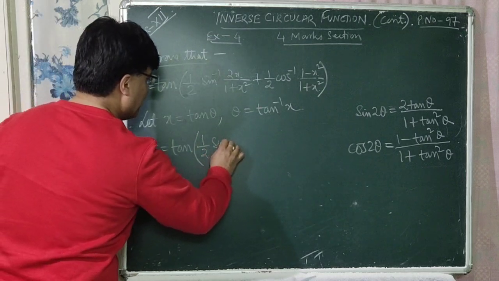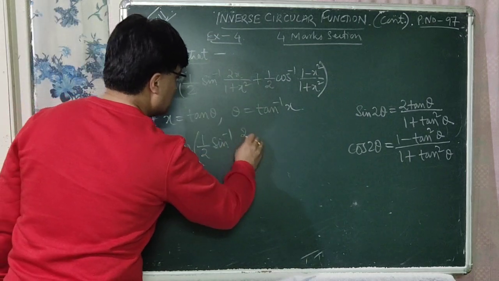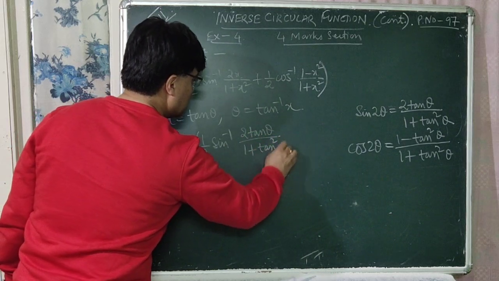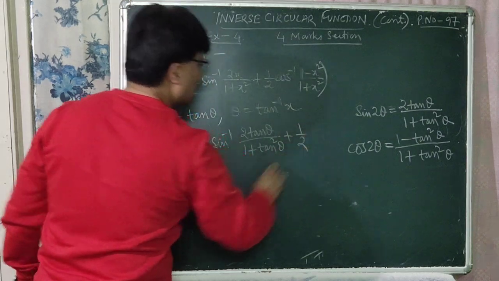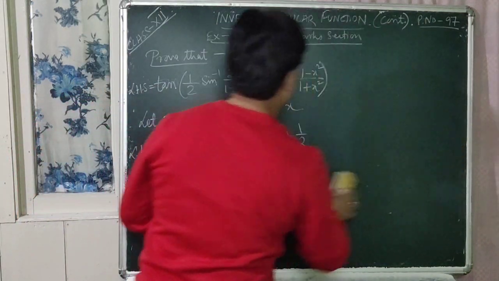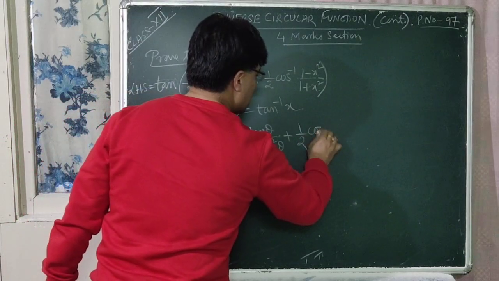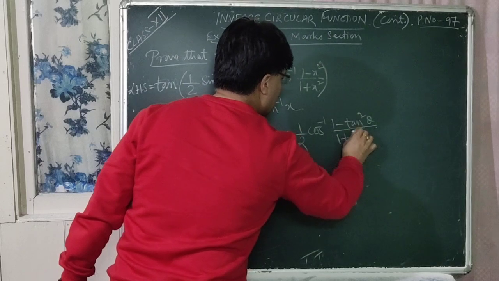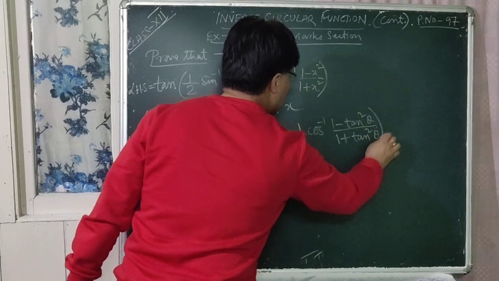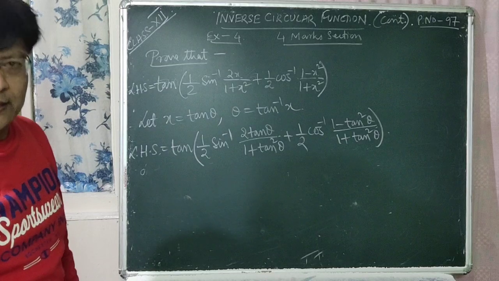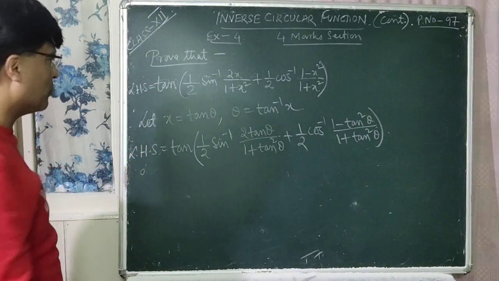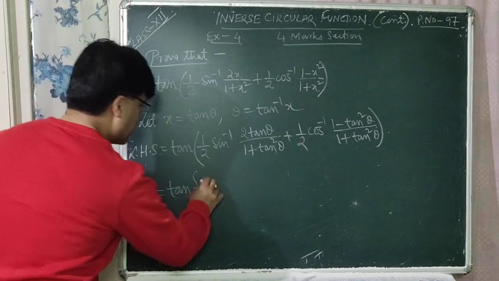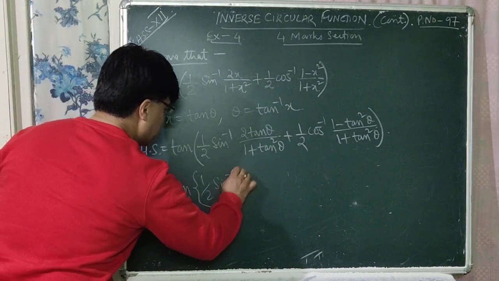This is half sine inverse. What is it? 2 tan theta upon 1 plus tan square theta, plus half cos inverse, this is your 1 minus tan square theta divided by 1 plus tan square theta. Is that right? So now let us use the formula. So is equal to tan, let us use here second bracket, half sine inverse.